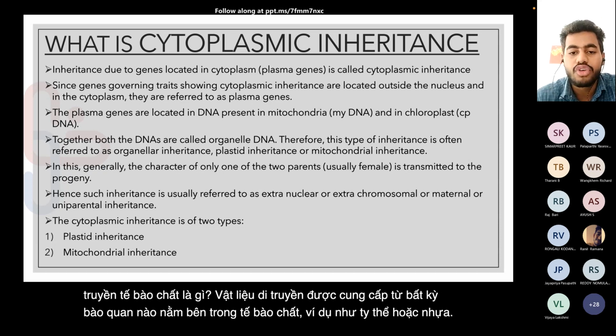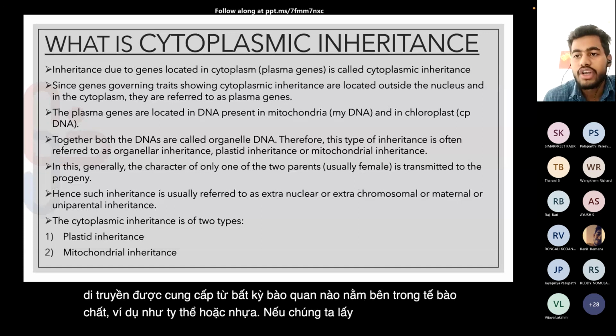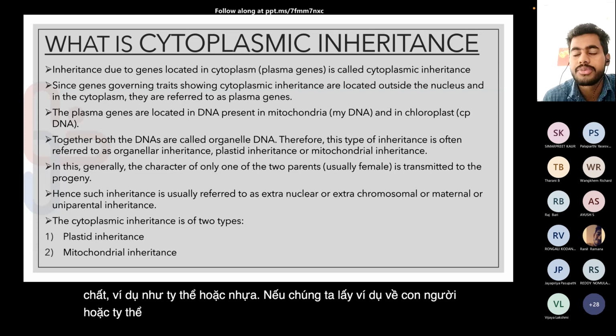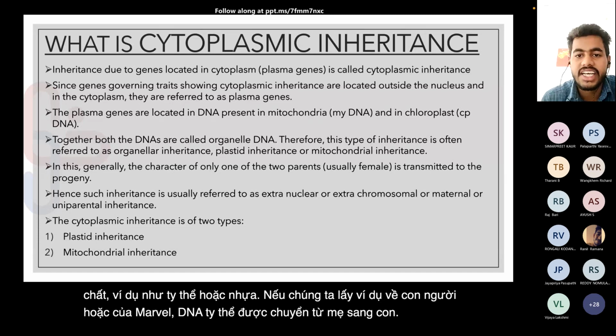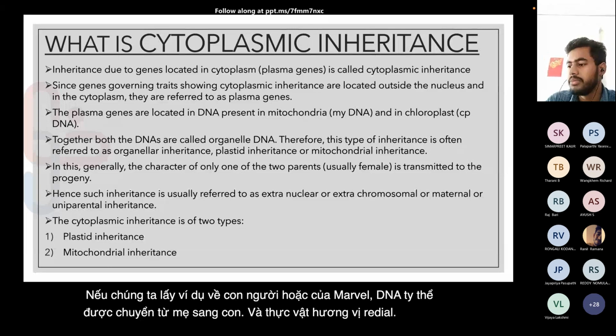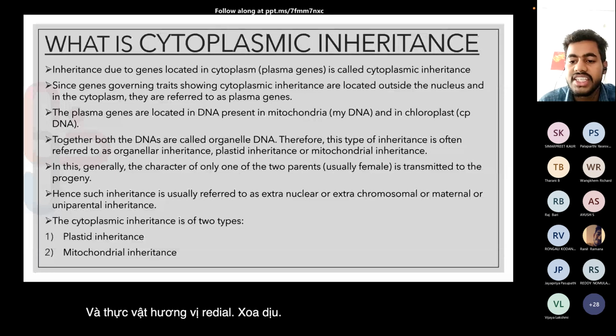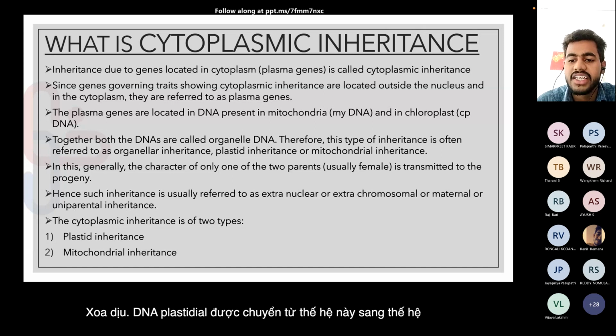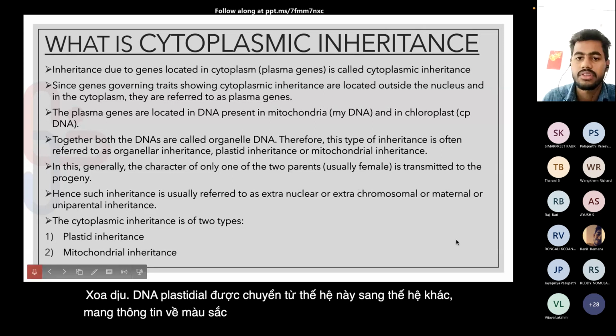If we take the example of human beings or mammals, the mitochondrial DNA is transferred from mother to the offspring. And in plants, the plastidial DNA is transferred from one generation to another, which carries the information of the color of the plant and many other phenotypes.